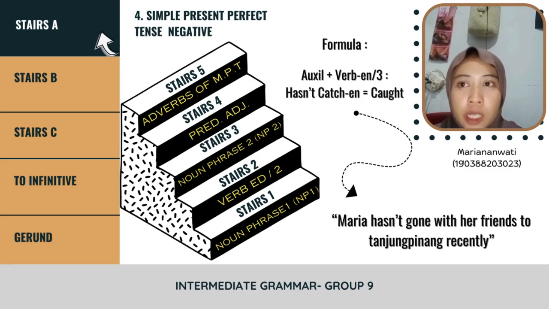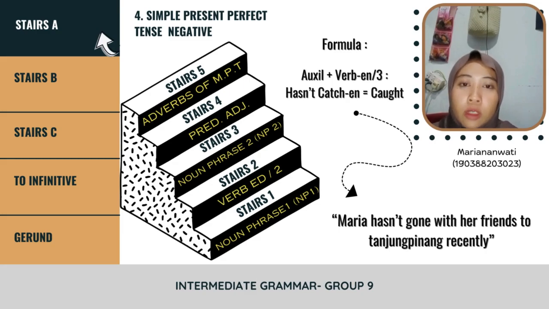Okay, the next slide I will explain about simple present perfect tense negative. Simple perfect tense negative have one formula. The formula is auxiliary plus verb en or verb 3, is hasn't gone. They have a 5 stairs. The stairs 1 is noun plus 1. Stairs 2 is verb en or verb 3. Stairs 3 is noun plus 2. Stair 4 is predicate adjunct. And the stair 5 is adverb of manner, place, and times.